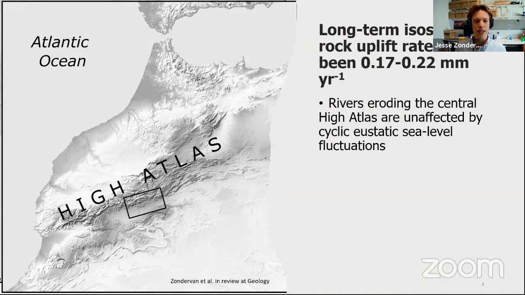Okay, so let's have a look at an example where we can think about this concept of punctuated river incision. We're going to look at the High Atlas, the south of the High Atlas, which is nice because it is unaffected by cyclic eustatic sea level fluctuations, because it's so far from the coast. And we have long-term isostatic rock uplift rates here of between 0.17 and 0.22 millimeters per year.